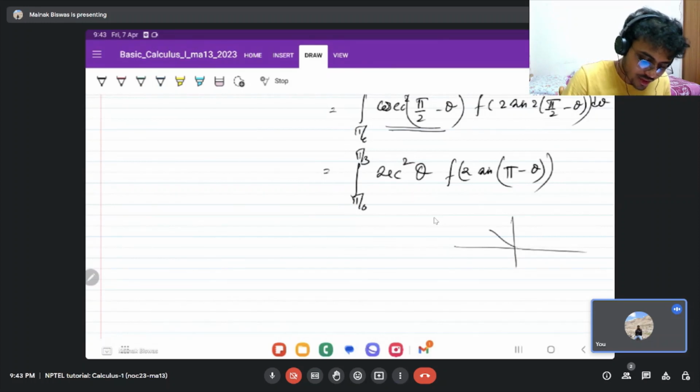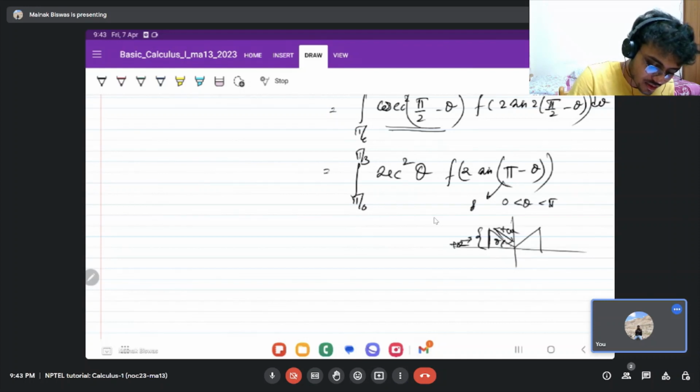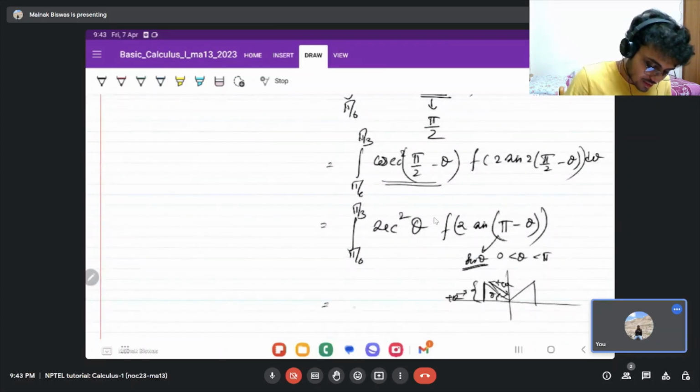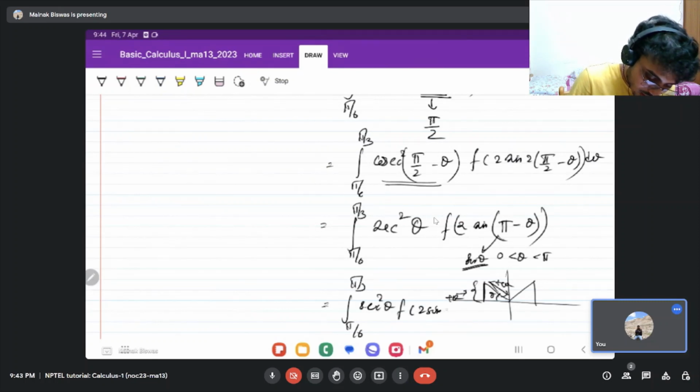We know theta is between 0 and pi, so this is your sine of pi minus theta, and this is your theta. Because sine theta, which is perpendicular, is positive here, by hypotenuse, which is positive here. So both are positive, and this turns out to be sine theta. And this is the integral from pi by 6 to pi by 3 of sec square theta f of 2 sine theta.